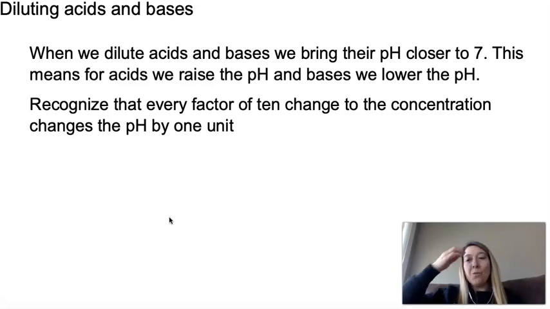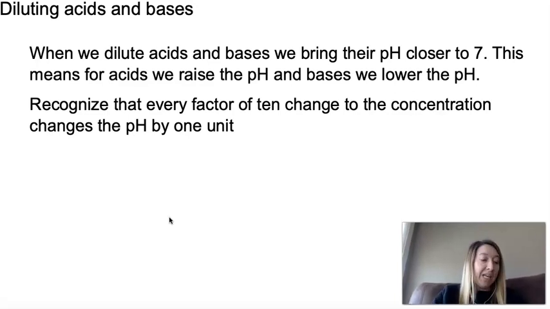So one thing to recognize, and you may have noticed this if you worked through some of those pH calculations, is that every time the concentration changes by a factor of 10, so either the times 10 to the power of changes by 1, or we move that decimal place over by 1, we find that the pH changes by 1 single unit. So do recognize that if the pH changes by 1, that means the concentration changed by a factor of 10. If the pH changed by 2, that means the concentration changed by 2 factors of 10, or by 100.